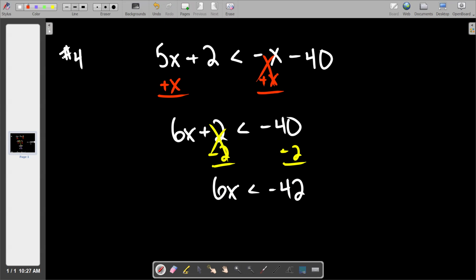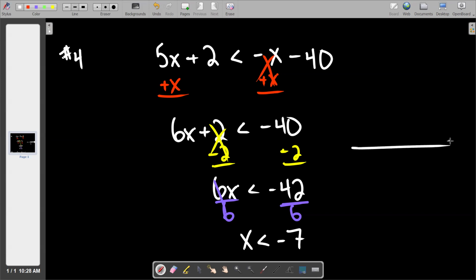And then we divide both sides by 6. And we don't even have to switch the sign because it's division by a +6. So we just keep it as x is less than -7. Absolutely just a warm, fuzzy, cuddly little problem. There's no bite there at all.